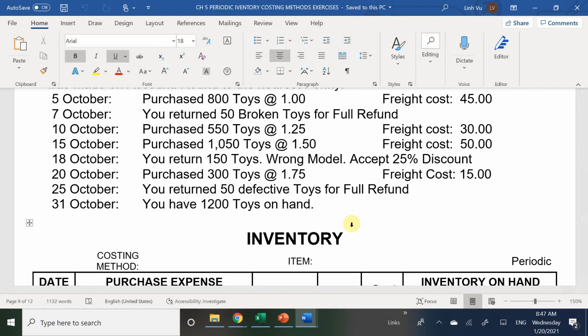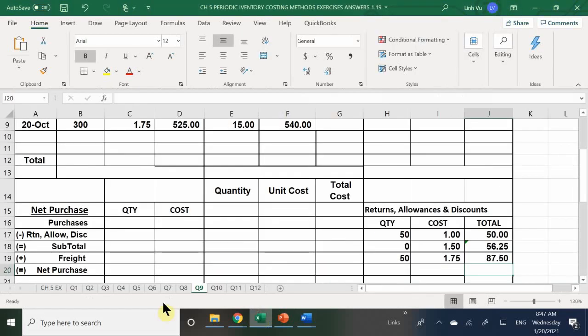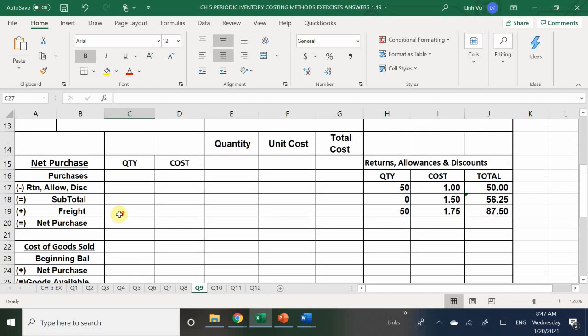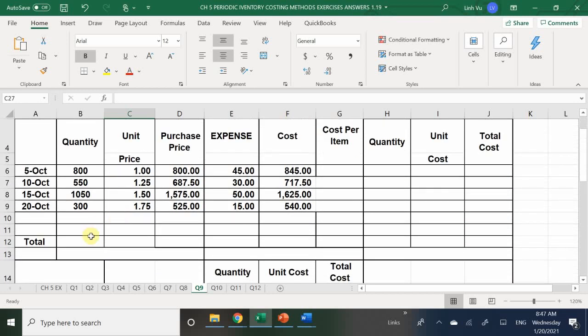And last but not least, it says here that on October 31st, you have a total of 1,200 toys on hand. With that being said, we are done with our worksheet here. So now we know that the ending balance is going to be 1,200. Now that we have this answer, we're going to sum up each column.